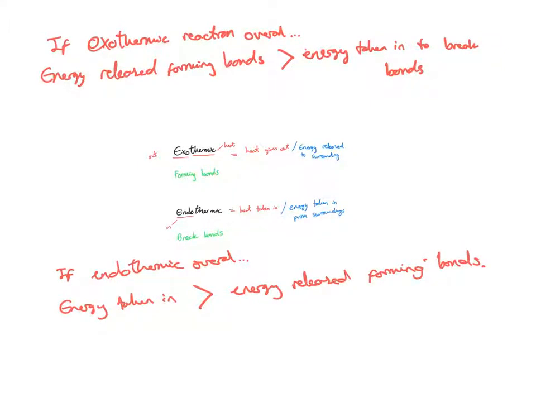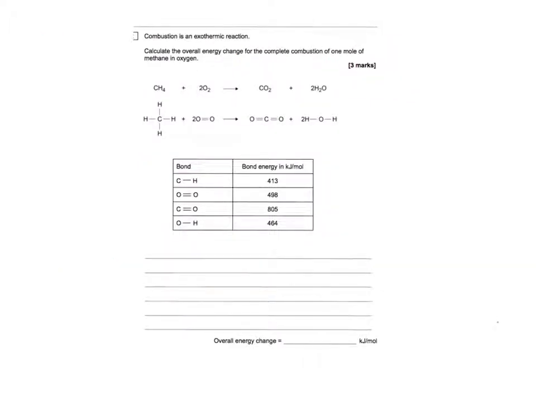So now we're going to do some calculations based around these ideas to give you an example of what it's all about. So let's read through this question. It says combustion is an exothermic reaction. Calculate, so I'm going to have to use some maths here, the overall energy change for the complete combustion of 1 mole of methane and oxygen. It's given me the formula here, and it's shown me all the bonds that are in it as well. It's 3 marks. It's given me the unit, so the units match up, so I'm happy with that.